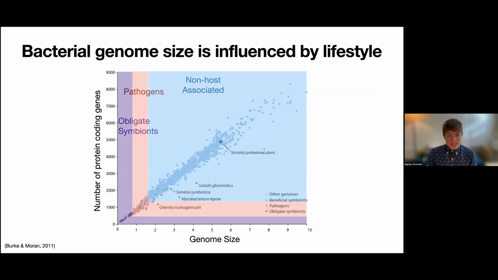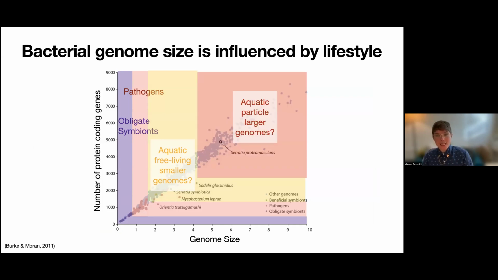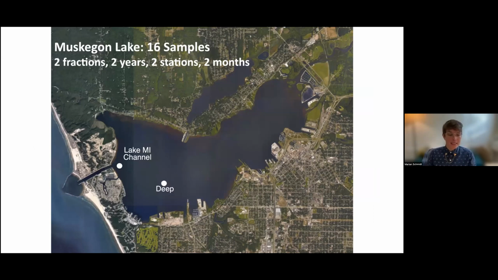So if we go back to this plot, I'm going to hypothesize, which has already been shown, that aquatic free-living bacteria have smaller genomes, so that hypothesis is not quite as exciting. But what's more exciting is that aquatic particle-associated bacteria might have larger genomes. I got this particular data from Muskegon Lake, and through the channel is Lake Michigan. I sampled these two locations over a couple of years and a couple of months in the summertime.